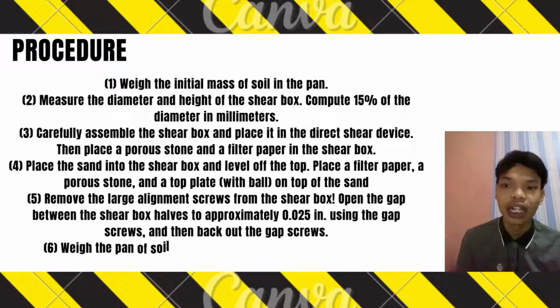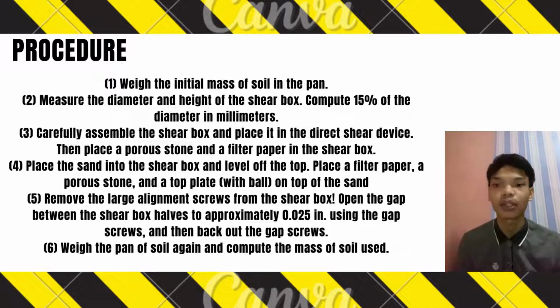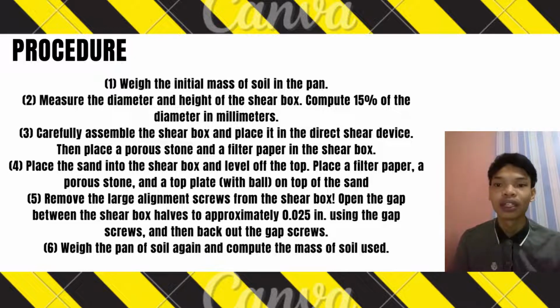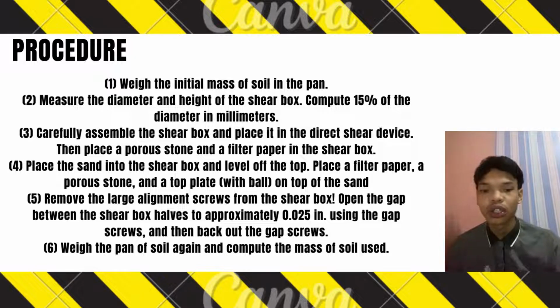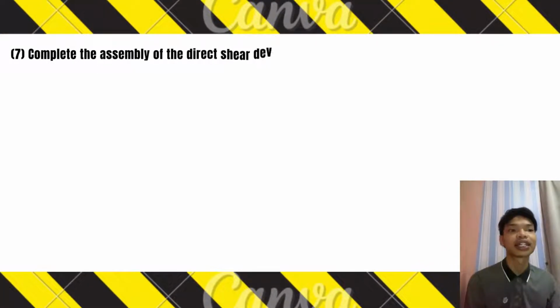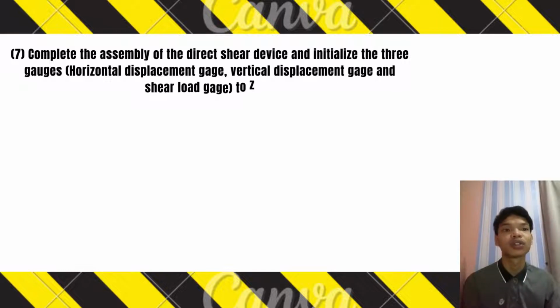5. Remove the large alignment screw from the shear box. Open the gap between the shear box halves to approximately 0.025 in using the gap screw, and then back up the gap screw. 6. Weigh the pan of soil again and compute the mass of soil used. 7. Complete the assembly of the direct shear device and initialize the three gauges: horizontal displacement gauge, vertical displacement gauge, and shear load gauge to 0.